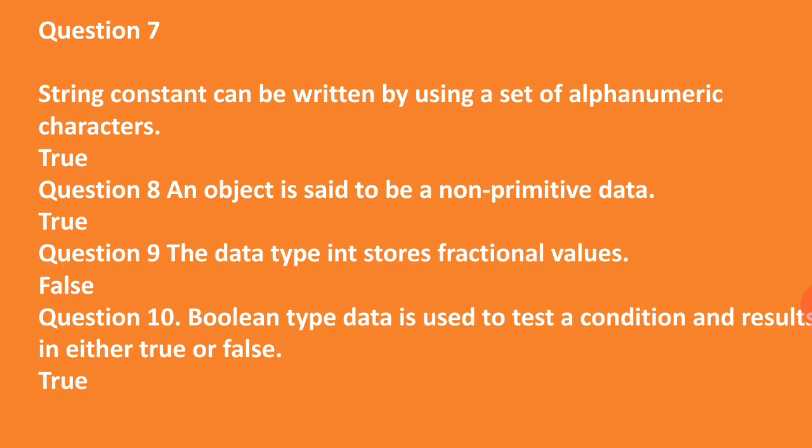Right, so Boolean type data is used to test a condition and result in either true or false. That's very important, and such an expression is also known as a Boolean expression. Whenever an expression results in either true or false, it will be a Boolean expression. So all the conditions in Java are Boolean in nature.